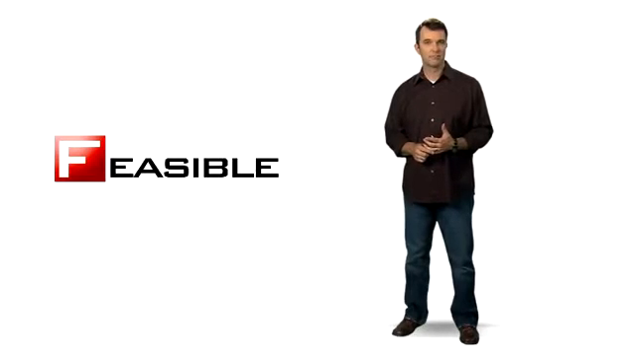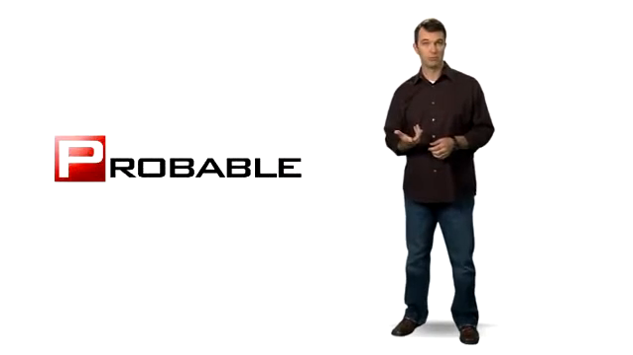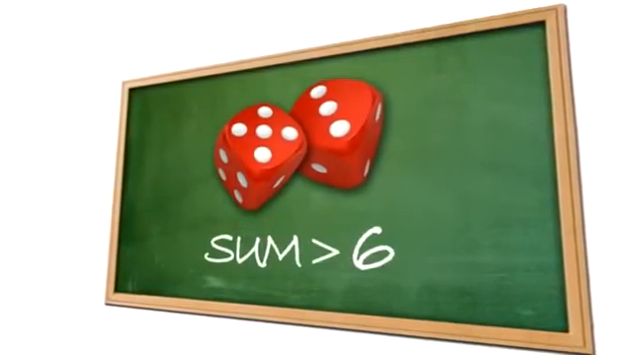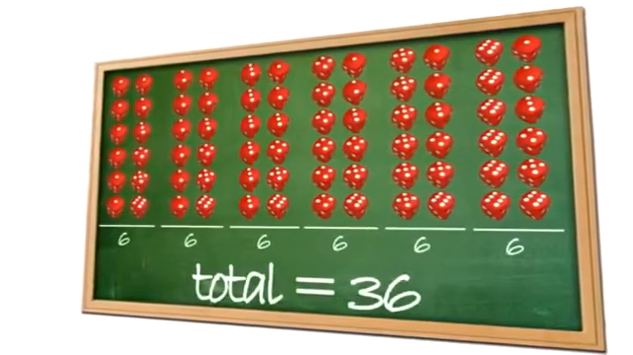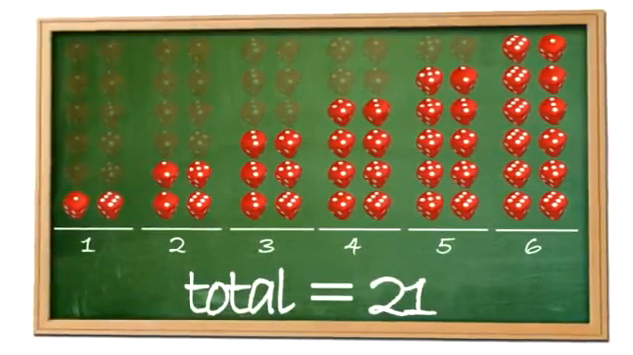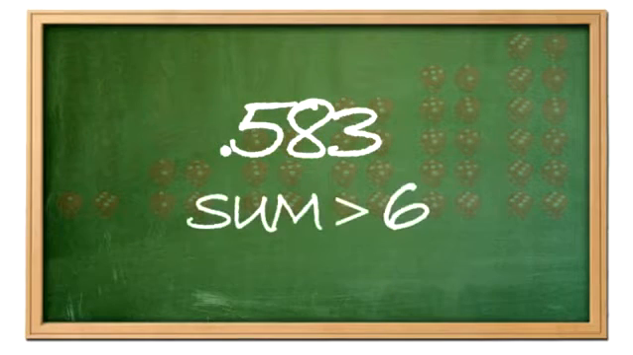If an outcome is feasible, it means it's capable of being done or carried out. On the contrary, when we talk about infeasible, we're saying it is impractical or unworkable, not capable of being carried out or put into practice. Now, an outcome is considered probable when its possibility of occurrence is at least 50%. For example, in rolling a pair of dice, it's probable that the sum will be greater than 6. Why? Well, there are a total of 36 possible outcomes when rolling a pair of dice, and of those 36 combinations, 21 of them lead to a sum greater than 6, giving us a 0.583 probability, or more than 50%, that the sum of both dice will be greater than 6 on any given roll.